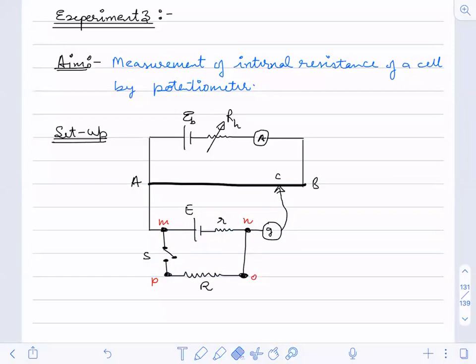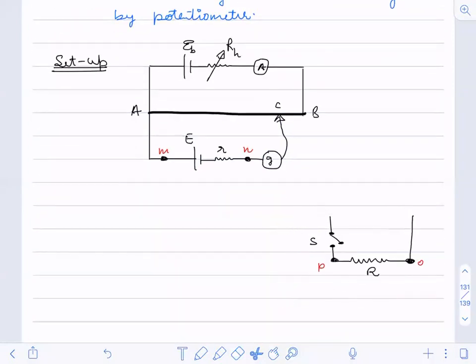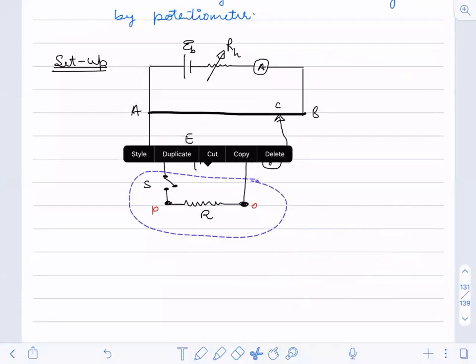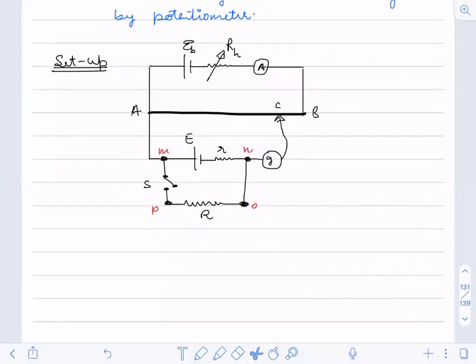If I remove this, I guess you will be more comfortable, and you can see how it looks. It is the same as the first experiment. But for this experiment, we are supposed to introduce one shunt over here. Understood? Fine.